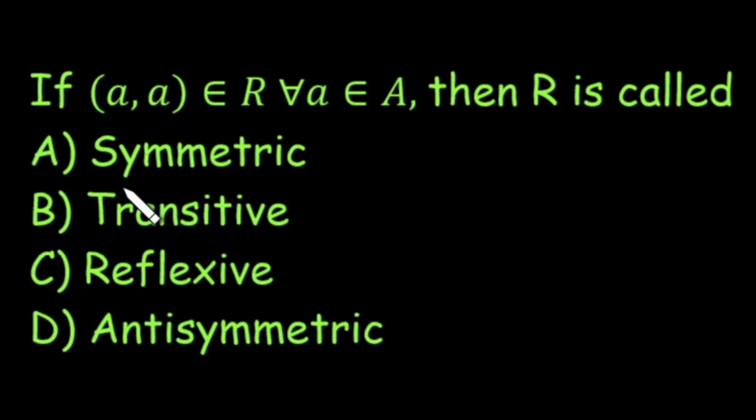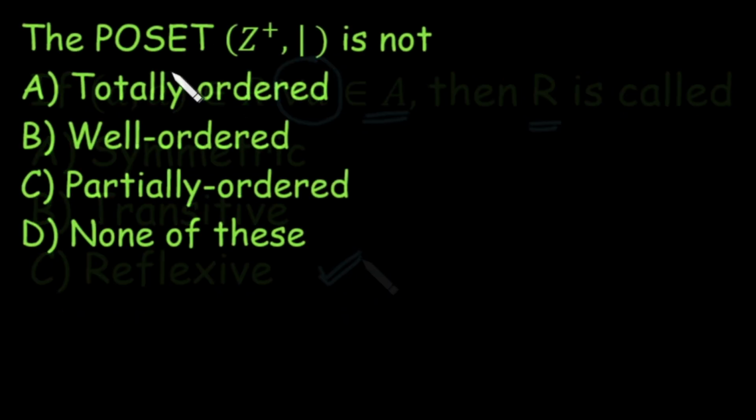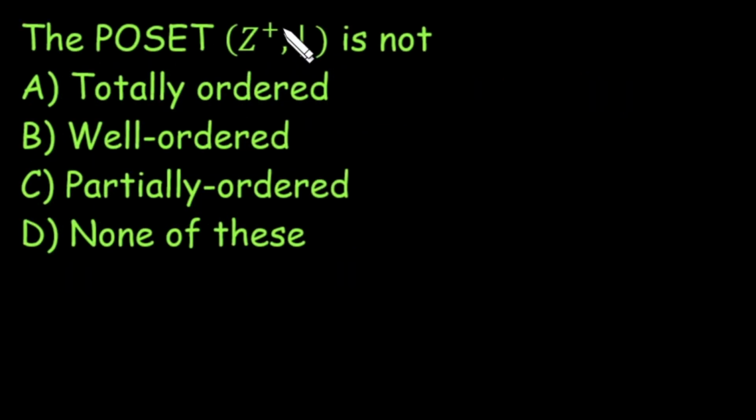The first question: if we have the ordered pair of this form in a relation for every element of A in a set A, then R is what? Read the question very carefully. This line is very important. It says that if we have such an ordered pair for every element in a relation, what type of relation is that? That is reflexive.